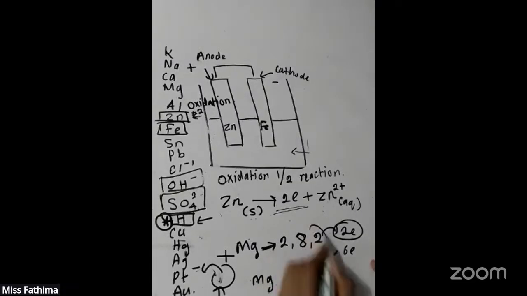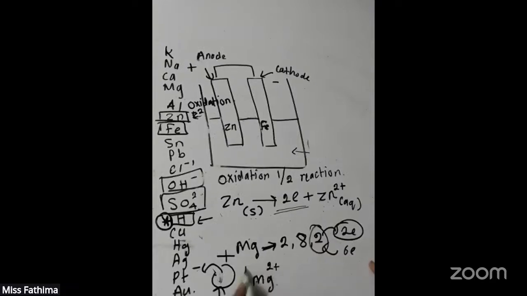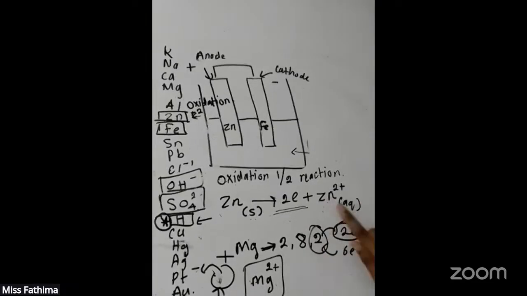Now, how many electrons are they removing? You put a plus because they are removing electrons. How many? 2, they are removing 2. Then this is how you get Mg2+. Similarly, zinc you will get as this.